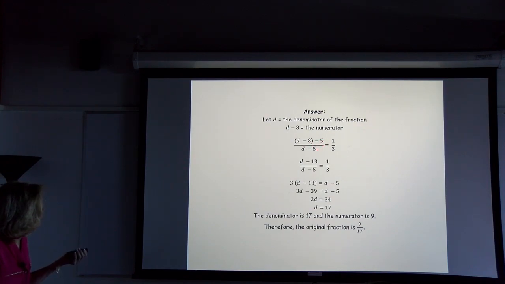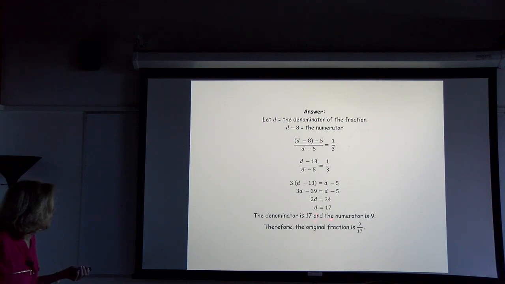You're going to then decrease the numerator and denominator by 5, and that resulting fraction is going to be equivalent to 1/3. Combining like terms, you have D minus 13 divided by D minus 5 equals 1/3. Take the product of the means equals product of the extremes. Solve the problem, you get 17. So let's just see how that works out. The denominator is 17 and the numerator is 9.